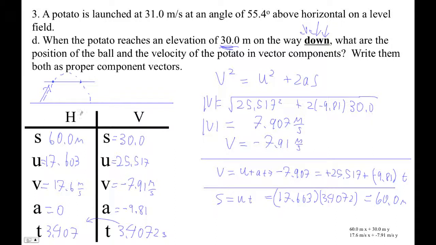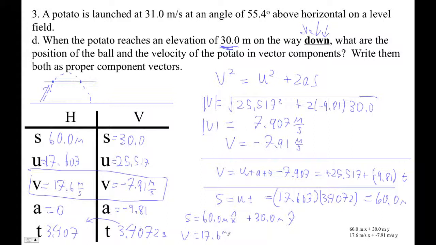Okay, so here is our position. It says, what is the position and the velocity of the ball? Our position is 60.0 meters in the x direction plus 30.0 meters in the y direction. The velocity is these guys here: 17.6 meters per second in the x direction, plus negative 7.91 meters per second in the y direction.